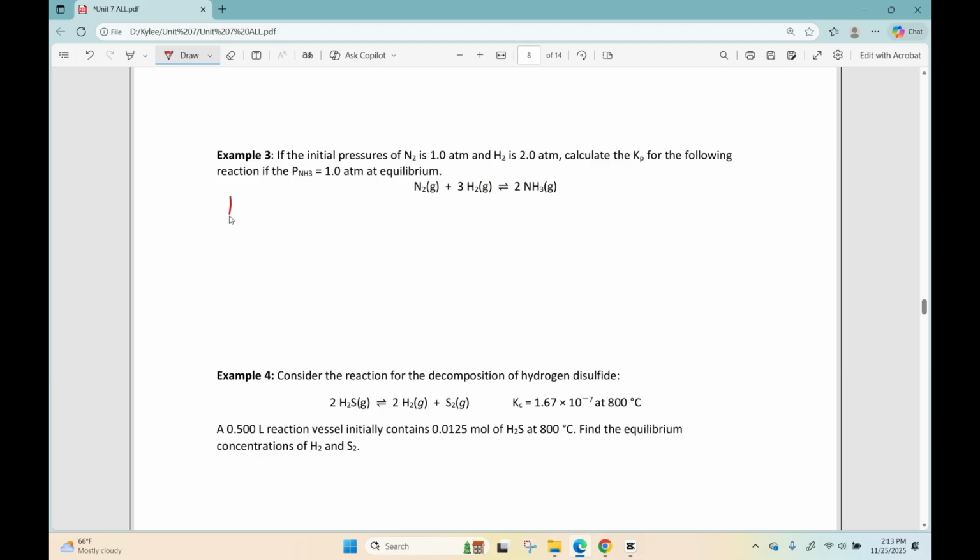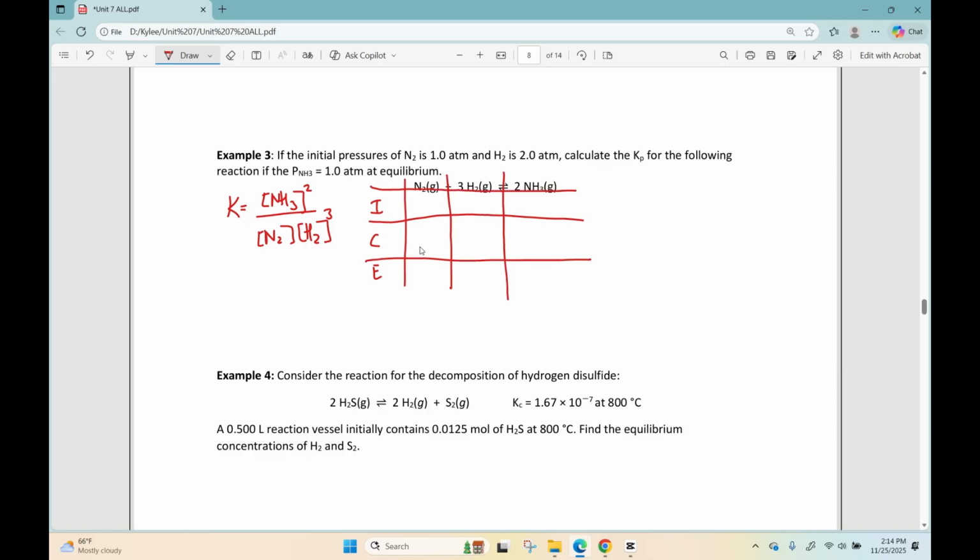So similar to what we've done before, I'm first going to write out my K expression. The product is NH3, and it is squared, over N2 times H2, and H2 would have a cube. I'm going to set up my ice table right underneath my chemical reaction, and I'm going to fill in the information that I know already. So it tells me that the initial pressure of nitrogen is 1, the initial pressure of hydrogen is 2. I know that the initial pressure of my product should be 0 because at the beginning of the reaction, no product has been made. And it tells me that its equilibrium pressure is 1 atmosphere.